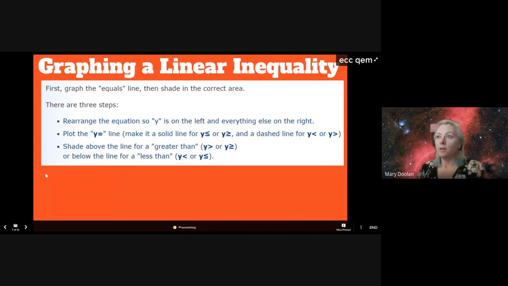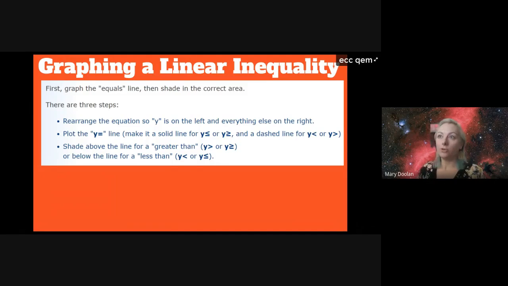When you're graphing a linear inequality, you want to think about first graphing the equals line. Just imagine what the graph would look like if it was an equal sign. That's kind of what we were doing in those first three problems. We were rearranging it into slope-intercept form so that we can see what the graph would look like. Then you shade the correct area after that. You could think of it as 3 steps. Step 1, rearrange the equation so y is on the left and everything else is on the right, so it looks like slope-intercept form, except with an inequality.